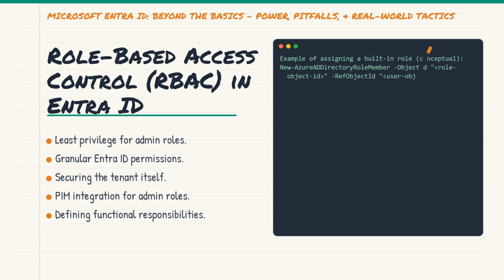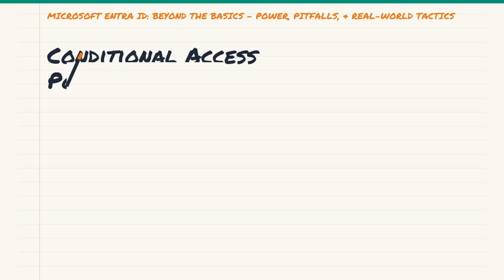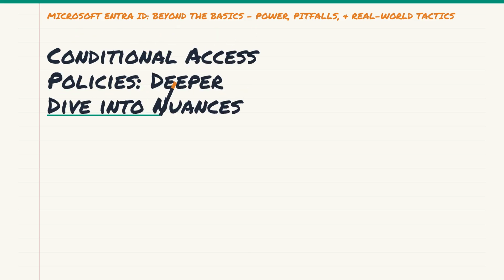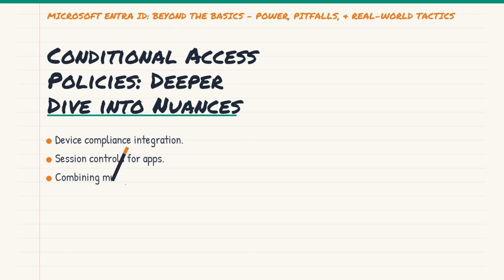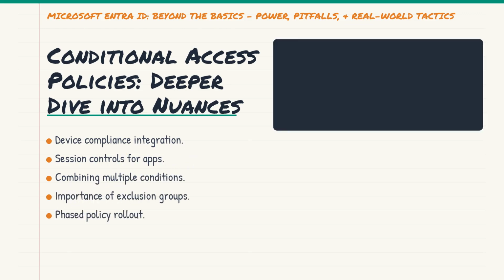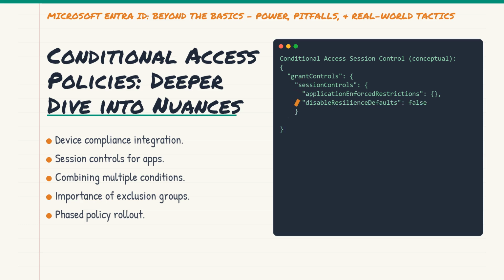This is where PIM also plays a vital role, allowing these administrative roles to be activated just in time. A well-defined RBAC model for Entra ID is the first line of defense for securing the identity management system itself. Let's get a bit more granular on conditional access. Beyond just allow, block, or require MFA, we have controls like require device to be marked as compliant or require hybrid Entra ID joined device.